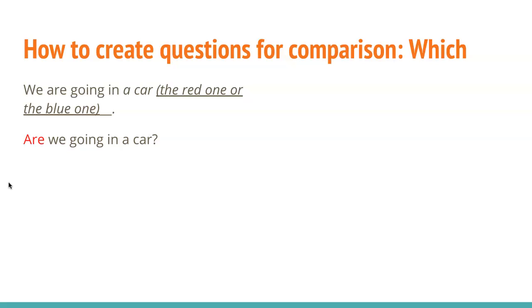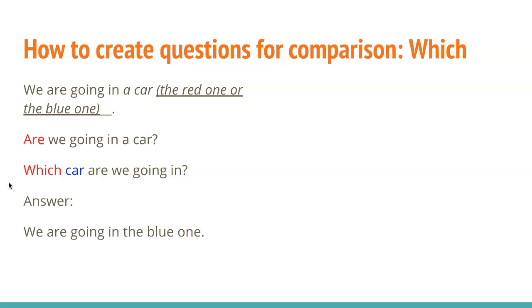But to create a question of comparison, we would add which and we would move the noun to the front. Which car are we going in? So you can see here that car has moved from the end of the yes or no question to directly after which in our question of comparison. And the answer could be, we are going in the blue one, or the blue one.